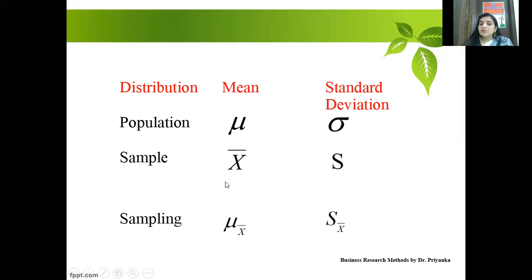Then for sampling, we will be using mu, which was used for the population mean, mu of X bar, mu of the sample mean. Mu of the sample mean is considered the sampling mean. And then again, S on X bar. That means the standard deviation on the basis of the sample mean would be taken as the sampling standard deviation. So both these terms are related to X bar. That is, you will be calculating the sampling distribution mean as well as the standard deviation on the basis of the sample mean.